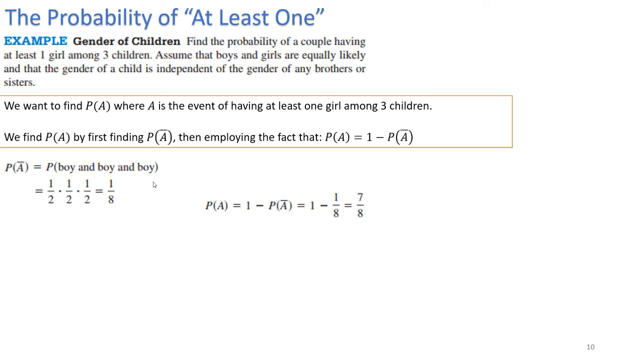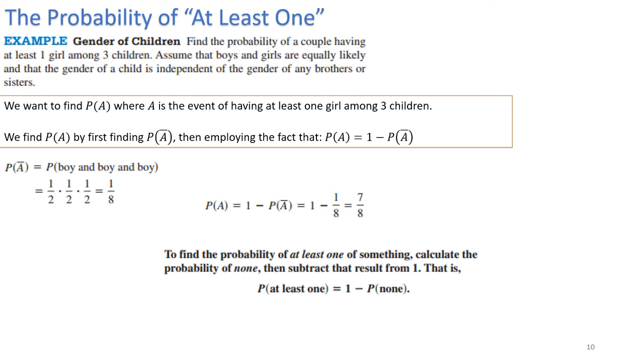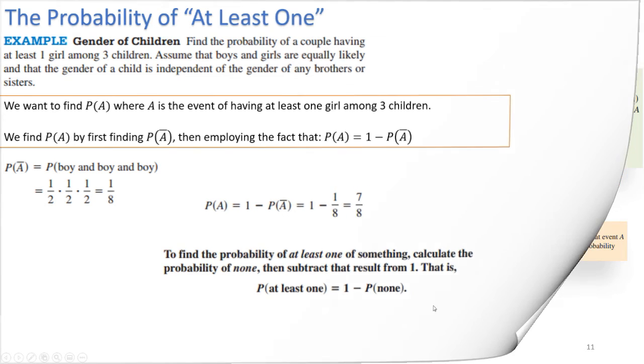The probability of having 3 boys is 1/2 times 1/2 times 1/2. Again, note that these are independent events, so we can just multiply across like this. And then the probability of having at least one girl is going to be 1 minus this. And so it's going to be 1 minus 1/8, which is then 7/8. So this is a useful thing to remember. To find the probability of at least one of something, calculate the probability of none, then subtract that result from 1. That is, the probability of at least one is equal to 1 minus the probability of none.